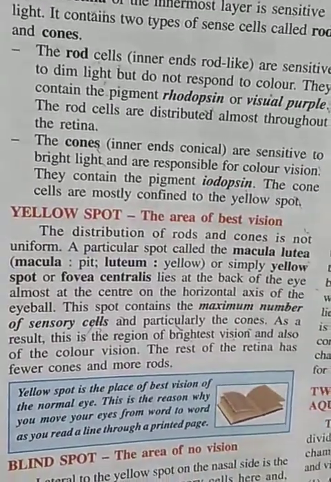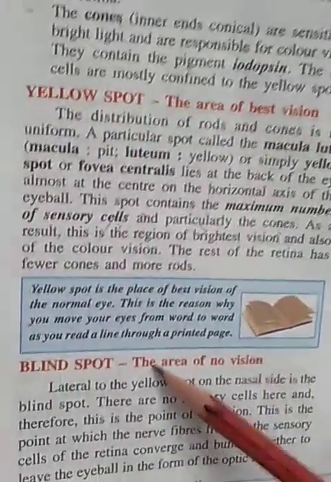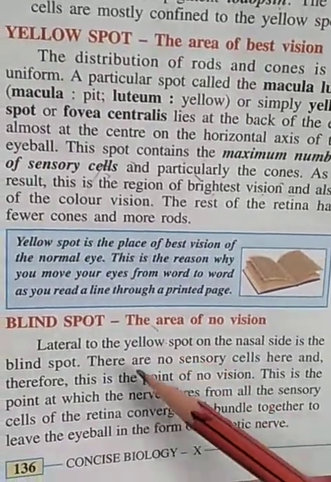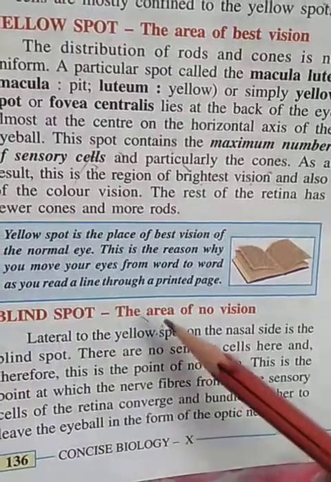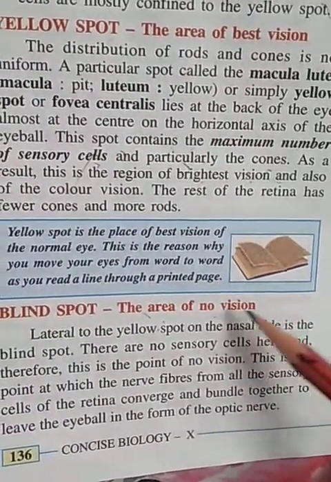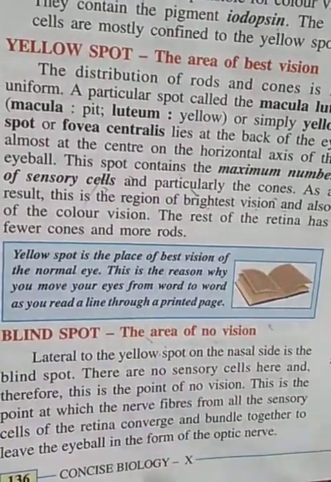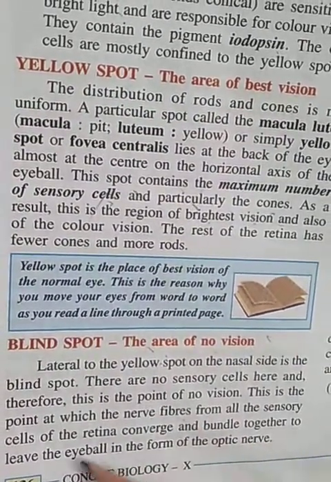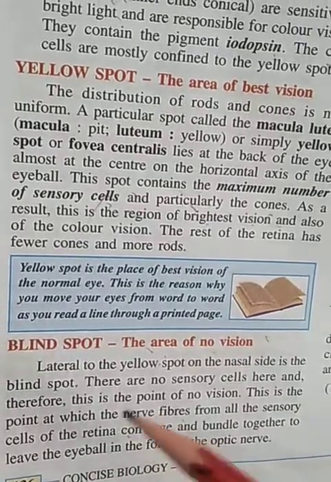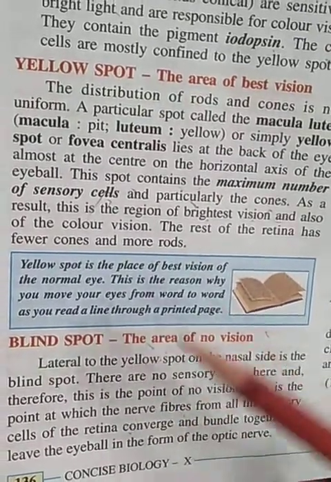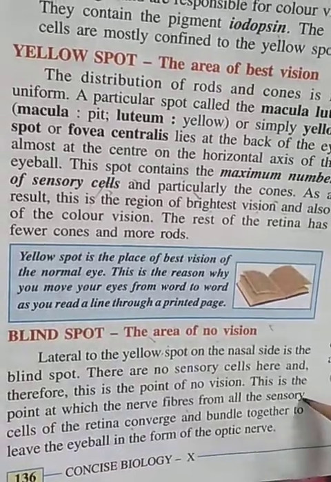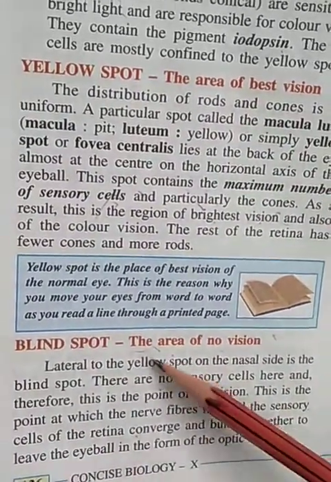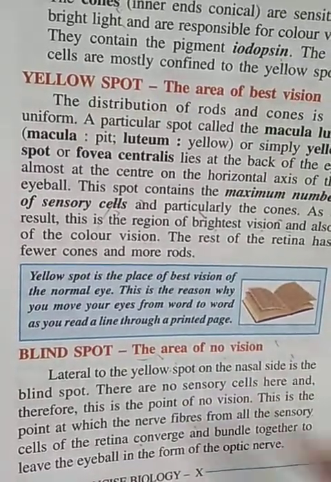Now students, we will discuss the blind spot. Now this blind spot means there are only rod cells. There are only rod cells present, and that's why it is known as the area of no vision. Actually, the rod cells are distributed throughout the retina. But blind spot means no sensory cells are present here. So that's why it is known as the area of no vision.